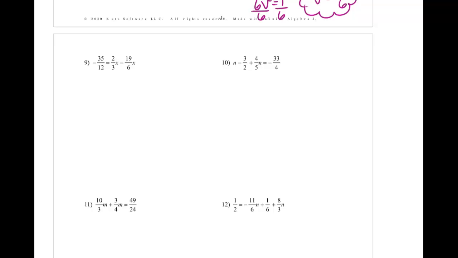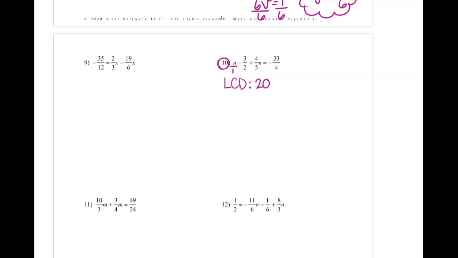How about, let's do number 10. So here, our least common denominator, I can look at it and just see it. So keep in mind this n is just n over 1, so that's fine. I can just see it. I know that it is 20, because I know 2 times 10 is 20, 5 times 4 is 20, 4 times 5 is 20.